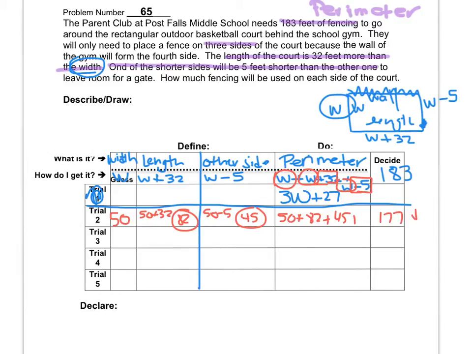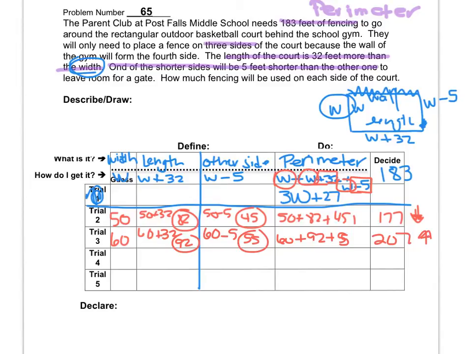That is too low. I'm not too far off though, but I know it's too low, so I'm going to pick a bigger number. Let's go with 60. If my width was 60, my length would be 60 plus 32, which is 92. And if my width was 60, 60 minus 5 is 55. Finding the perimeter, I can do 60 plus 92 plus 55. When I add those together, this time I get 207. Now that's too high. So I need something in between.